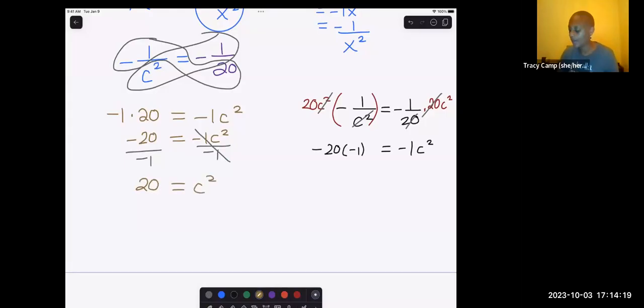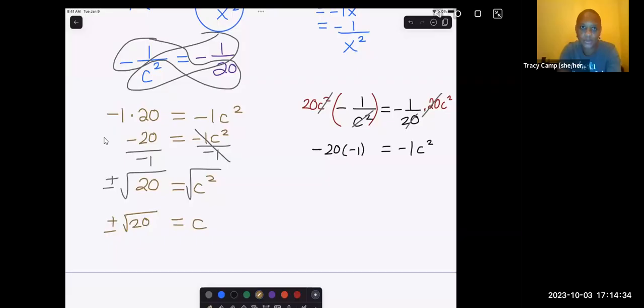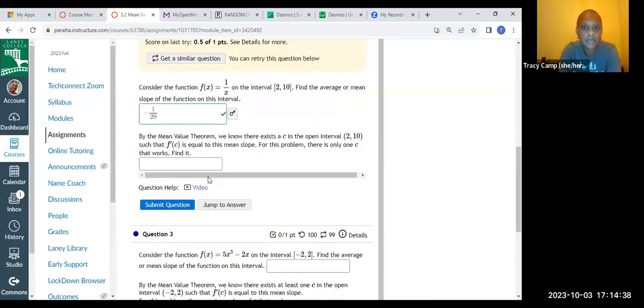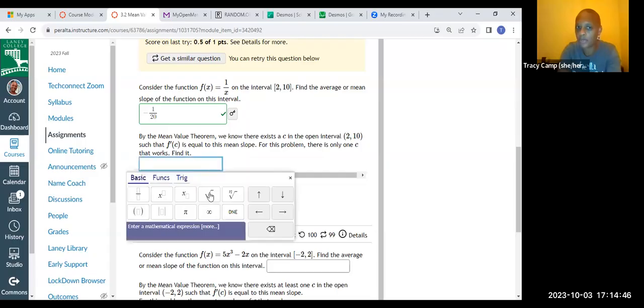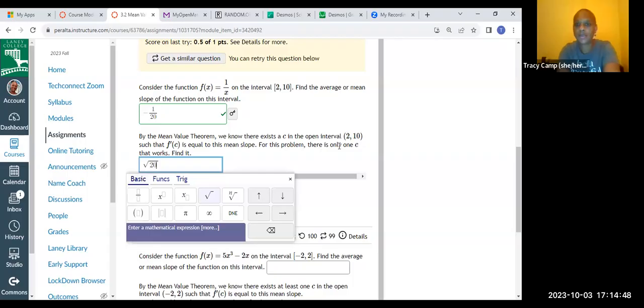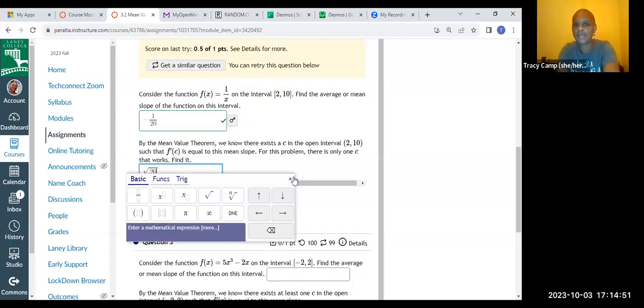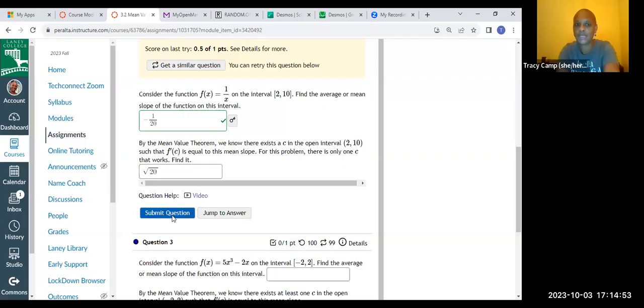And then to get c by itself, I'll take the square root of both sides, plus or minus the square root. I end up with c equals plus or minus the square root of 20, or 2√5 if you want to simplify that. Oh, it says it has to be in the interval 2, 10. So we're only going to put the positive square root here, because that's the only number between 2 and 10. The -√20 is not between 2 and 10.